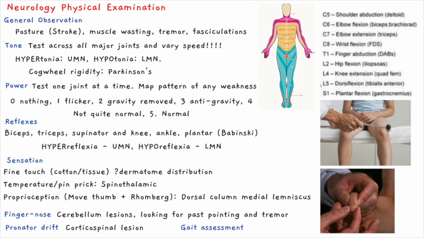You can assess for pronator drift, so you ask your patient to extend both their arms palms up, and then if it drifts, if they have moved their palms to be down, then that's abnormal and is reflective of a corticospinal lesion. And that's pronator drift, so they're pronating, the palms are going down.